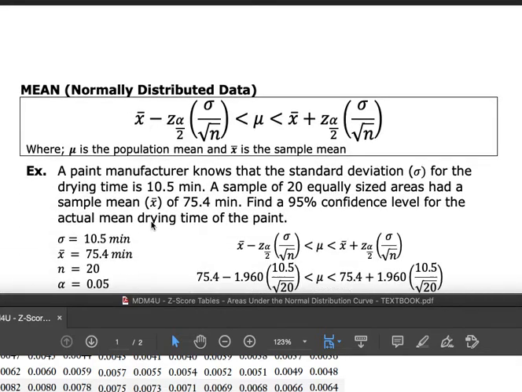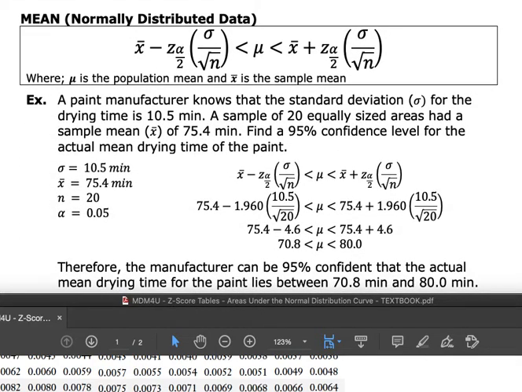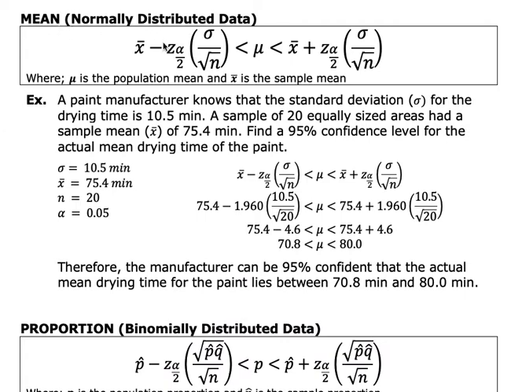So when we're talking about the mean, we can use the following interval to estimate the population mean. So notice that we're using x bar plus and minus a certain value to come up with that interval.